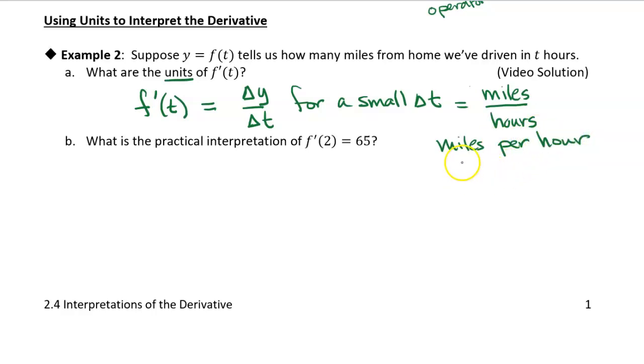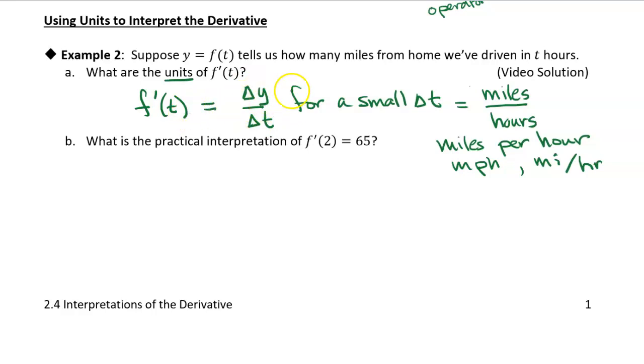We could write it that way. Sometimes it's written as mph, or we can just write miles, abbreviated as mi. You have to abbreviate it as mi because m is typically meters, and then h is hours, or you could write hr for hours.